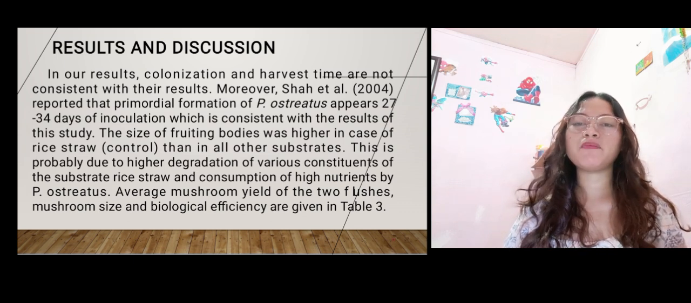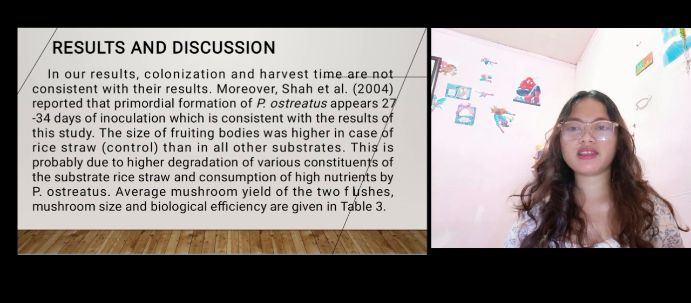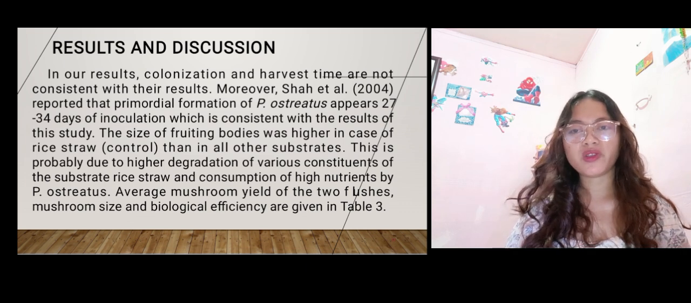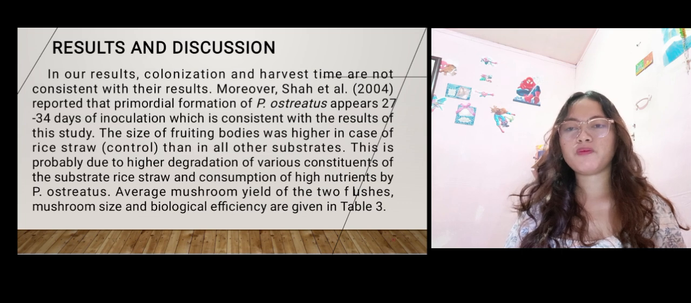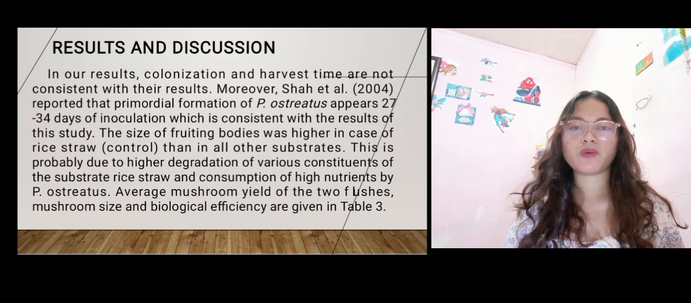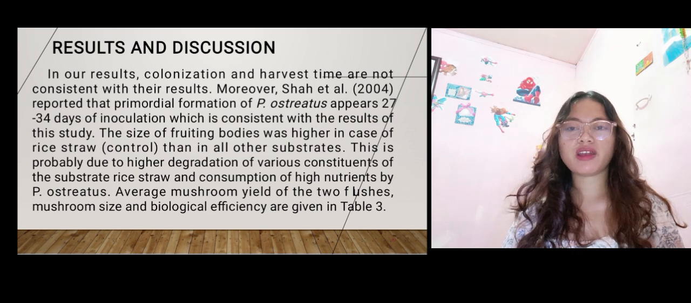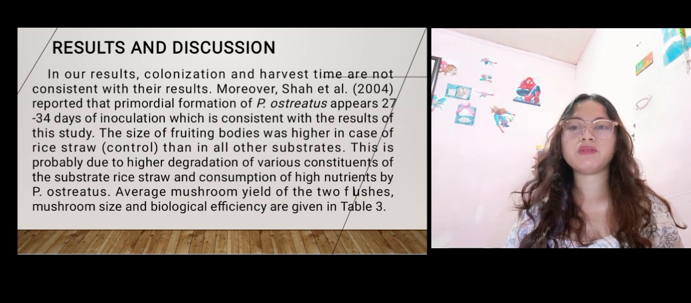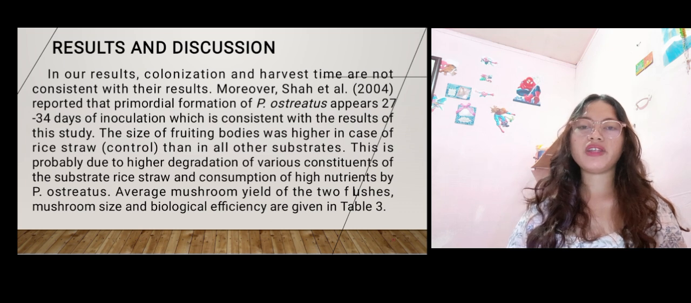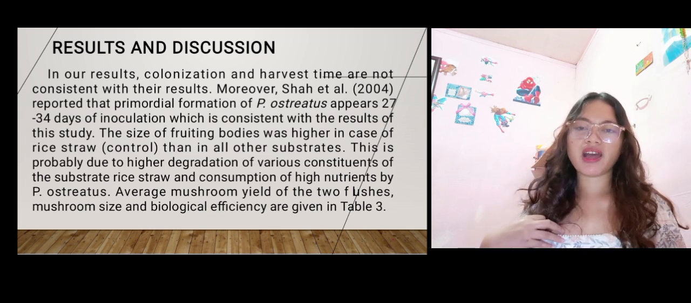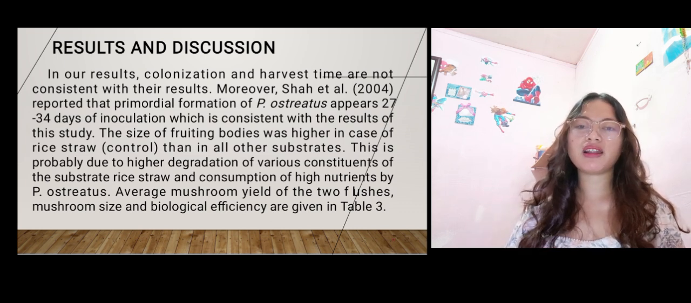The size of fruit bodies was higher in the case of the rice straw, which is the control, than in all other substrates. This is probably due to higher degradation of various constituents of the substrate rice straw and consumption of high nutrients by Pleurotus ostreatus. Average mushroom yield of the two flushes, mushroom size and the biological efficiency are given in Table 3.